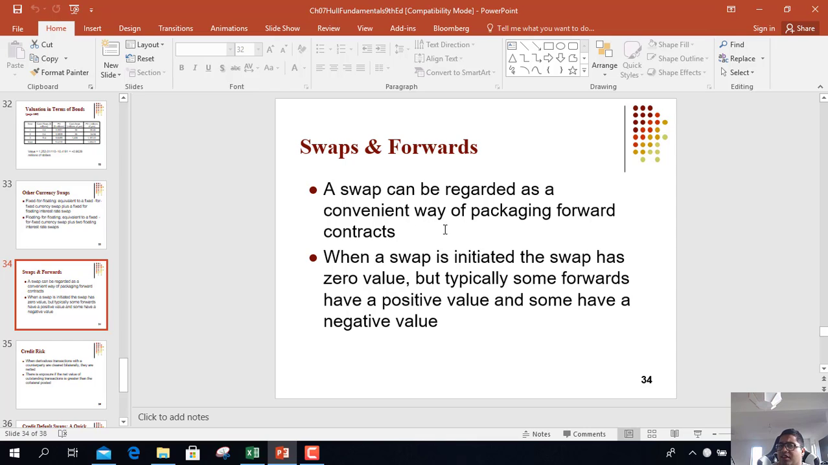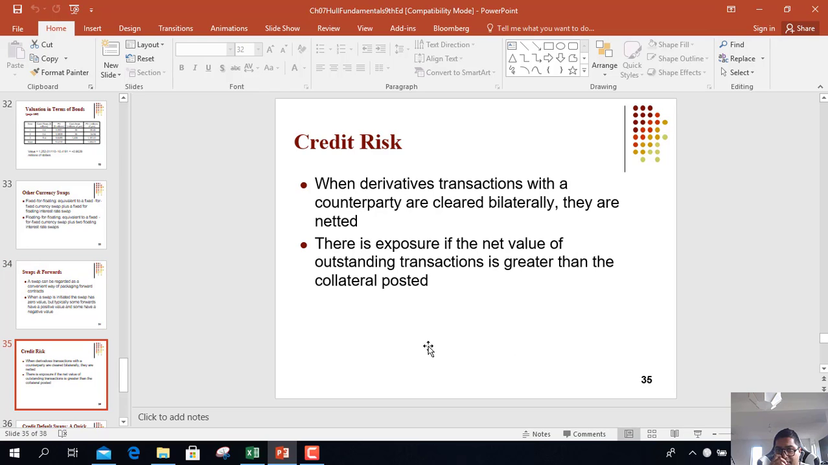Swap can also be regarded as a convenient package of forward contracts. When a swap is initiated, the swap has zero value, but typically some forwards have positive value and some forwards will have negative value. Swaps generally carry credit risk because if the other party is making a loss, and if he or she defaults on his obligations, then the party who is making profits will have credit risk. When derivative transactions with the counterparty are cleared bilaterally, they are netted. There is exposure if net value outstanding is greater than collateral possessed.